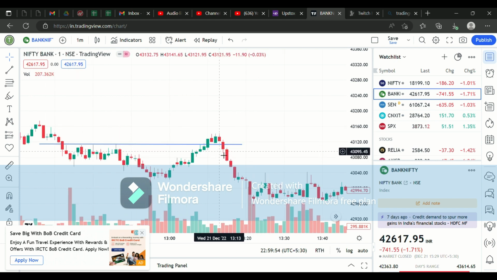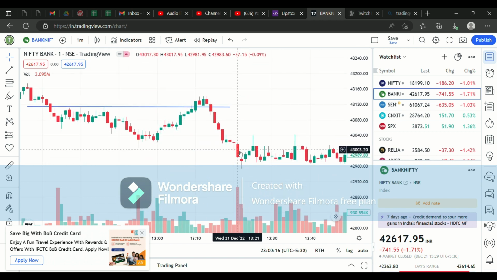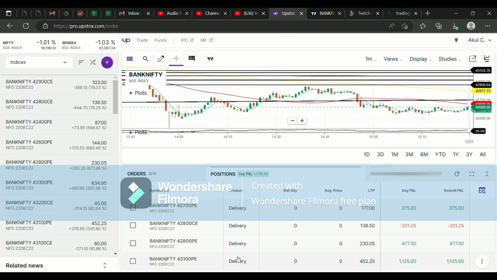So I just waited for one more candle for confirmation, and I entered at this level. When I entered, I placed my stop loss of 20 points, and tried to capture 40 points. I successfully made 45 points, and my trailing SL hit on this green candle, with 1125 profit on this trade. So this was the first trade.